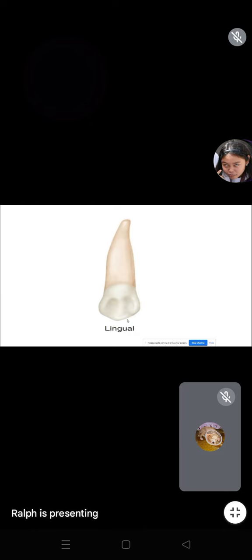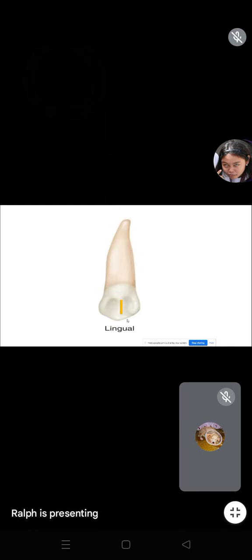Now, I want to focus on the lingual ridge. You don't have this in your incisors, right? In incisors, there's only one lingual fossa. There's no lingual ridge. However, when you reach the canine, you already have a lingual ridge. The lingual ridge is located at the center. When you say ridge, it's a linear elevation. Located at the center, the lingual ridge divides the lingual fossa into two.